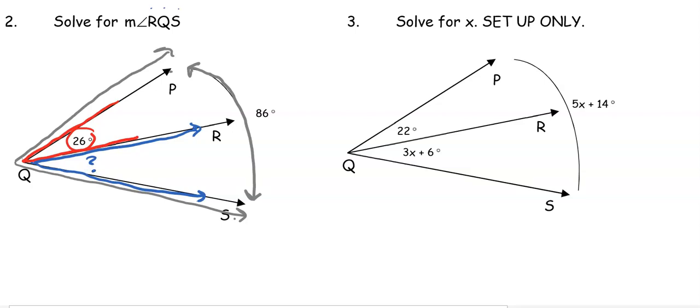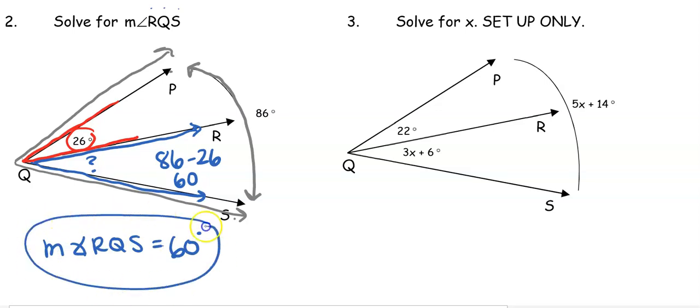What I know is that the big angle is 86, and I've got 26. Ask yourself, am I putting the 86 and the 26 together to find RQS? No. 86 is the big angle. This is a part. I'm trying to find one of the smaller parts. When you're looking for something smaller or less than the whole, you are going to be subtracting. And when I subtract, that leaves us with 60. So the measure of angle RQS is equal to 60 degrees.